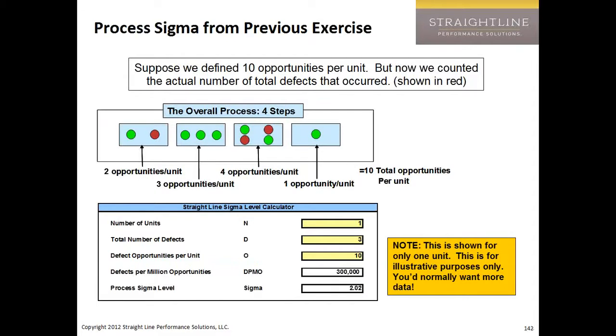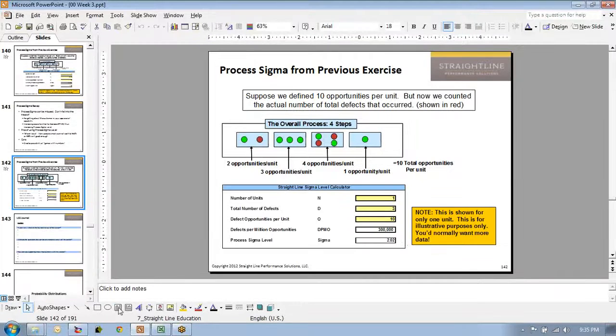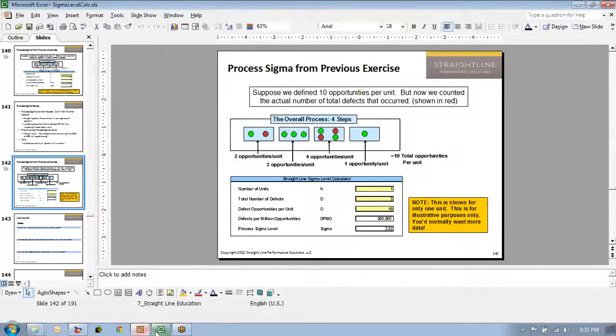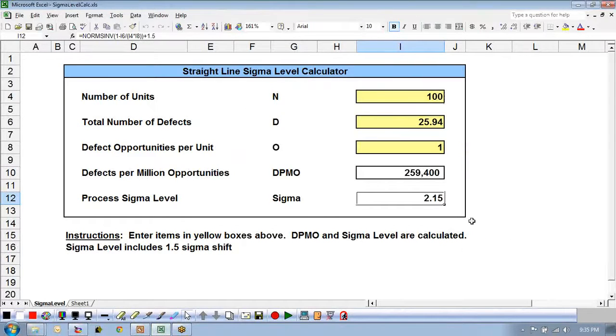Okay, before we go on, I wanted to also show you a couple more things in the sigma level calculation, just to give you an idea of what various sigma levels are. We can play games around this. So, what if we had 1,000,000 units?